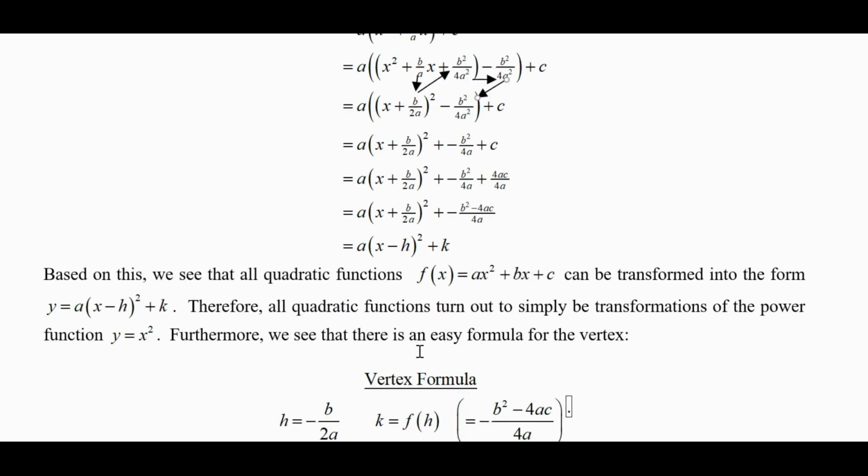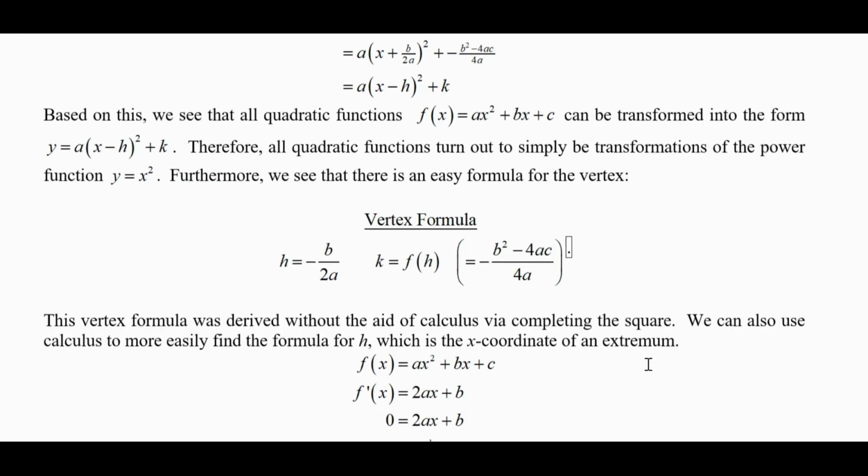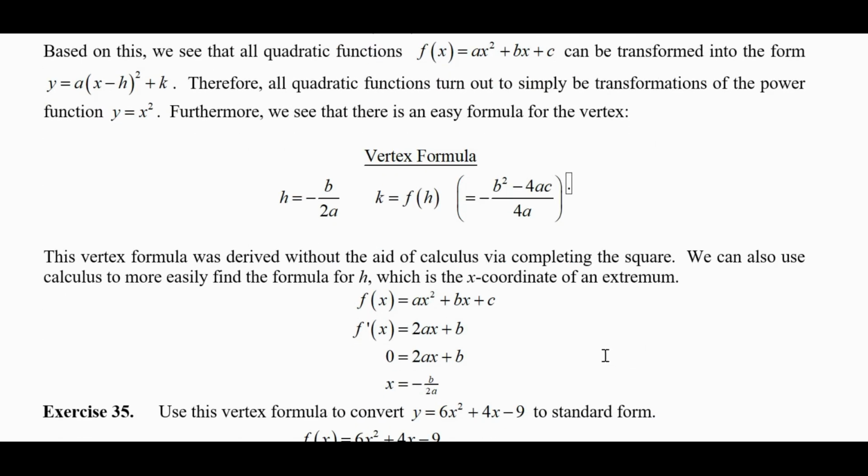h is minus b over 2a. Now what's k? Well, k is just the y-coordinate that goes with that h. It's f of h. It's also the opposite of b squared minus 4ac over 4a, but you can also see it as just f of h, so you can just plug h into the original form and then solve for k. That's another way of doing this.